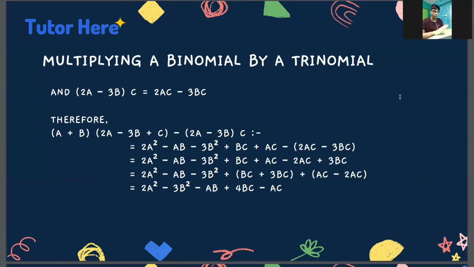This is what we got previously. And on multiplying c with the binomial, we get minus in bracket 2ac plus 3bc. Now on further simplifying it, the final answer here is 2a square minus 3b square minus ab plus 4bc minus ac.